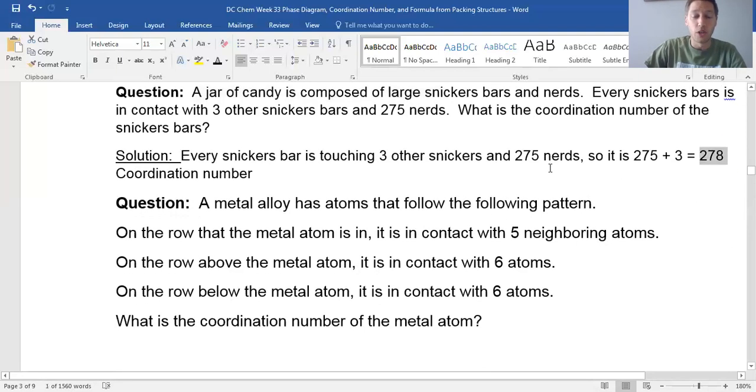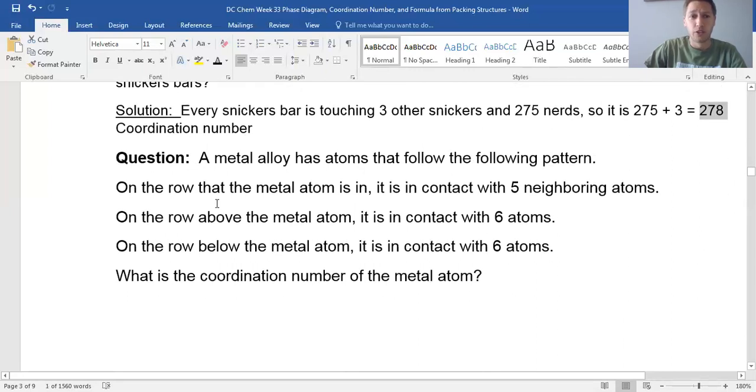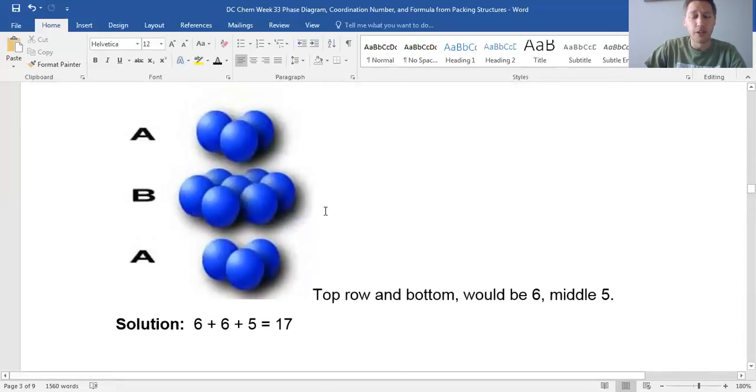So another question could be, a metal alloy has atoms that have the following pattern. On the row the metal atom is in, it's in contact with 5 neighboring atoms. On the row above it, it's in contact with 6. And on the row below it, it's in contact with 6. What's its coordination number? So what I mean by in contact, I mean this idea right here.